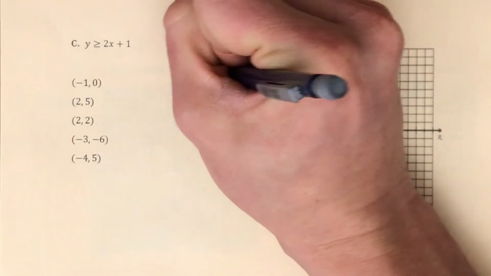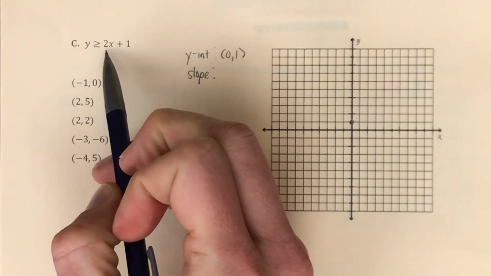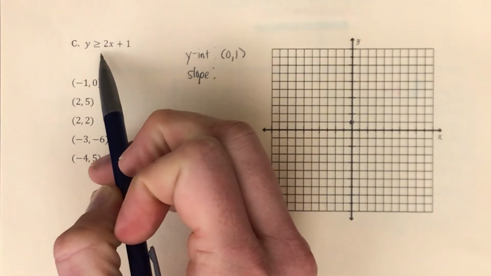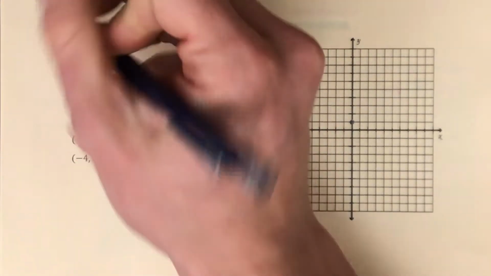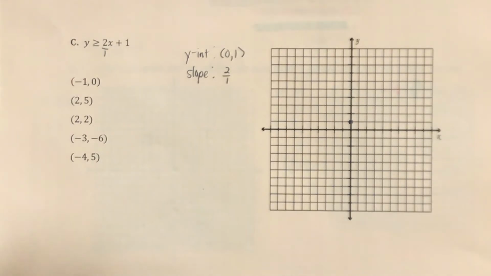Then I need the slope, right? And again, slope is always found in front of x. So it's 2. Well, in order to use slope, I need it in a fraction form, so that's really 2 over 1. Then I need to know what each number tells me.